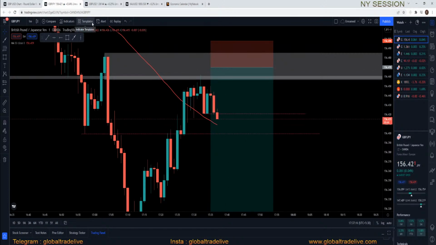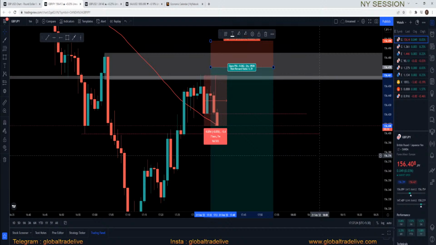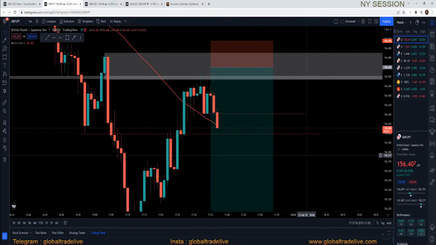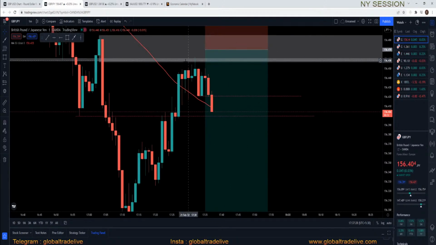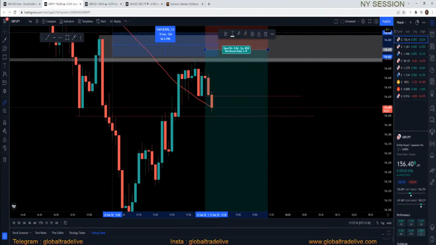Let's see. Look here, the market just tapped in this area and then rejected this area. It just came down like 5.4 pips. That's a really nice thing. That means the market is respecting this area. I should have taken this trade over here.